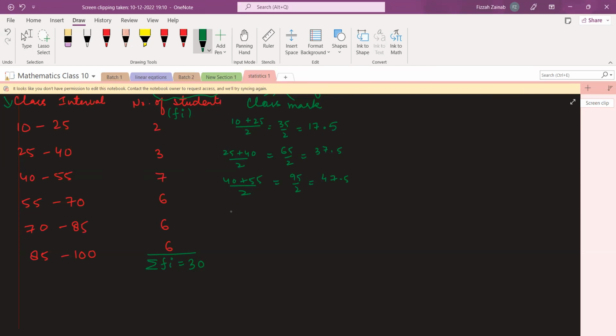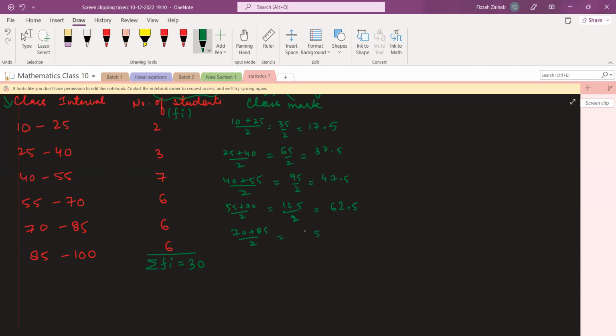Then next is 55 plus 70 divided by 2. So this becomes how much? It is 5 and 12, 125 by 2. So that becomes 60, 6 and 4, 62.5. Yeah. Then you have next 70 plus 85 divided by 2.